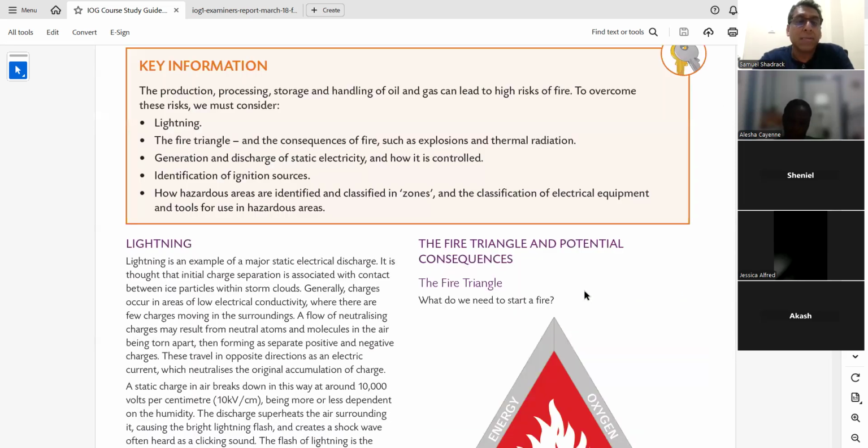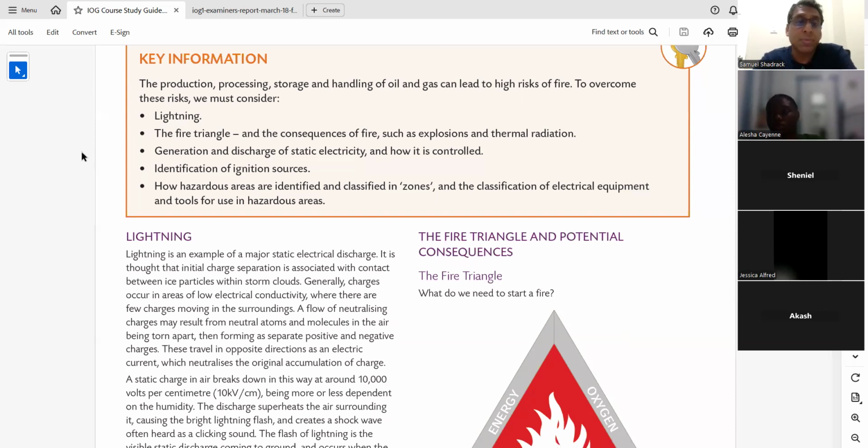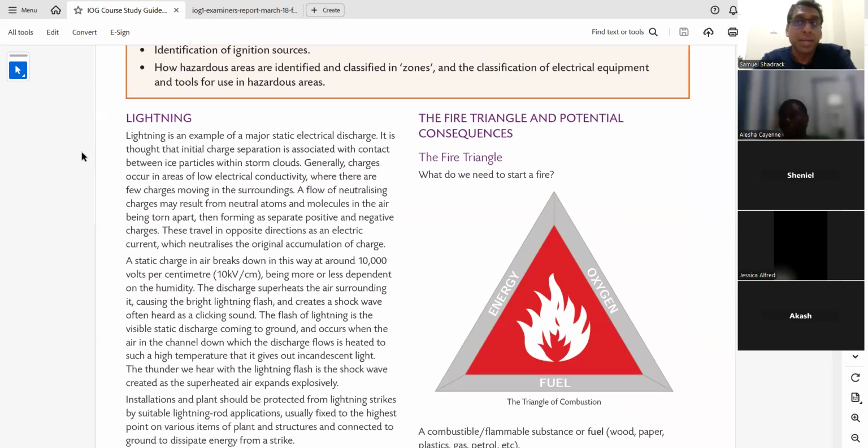So on the heels of that, today we have lightning, the lightning strikes and the hazards of that next to storage tanks, the fire triangle, generation and discharge of static electricity and how it is controlled, identification of ignition sources, how hazardous areas are identified and classified in zones, the classification of electrical equipment and tools for use in hazardous areas. I can literally tell you all of it, but that's not learning then. Learning is when we take you through the grind, right?